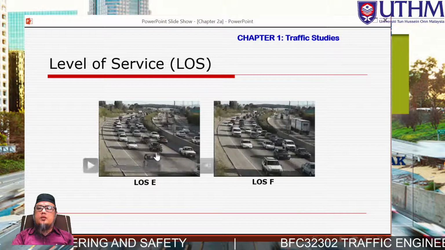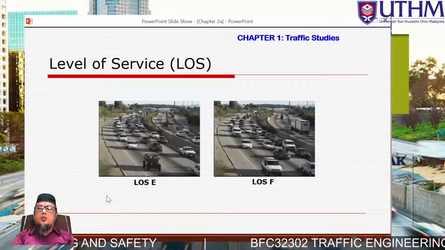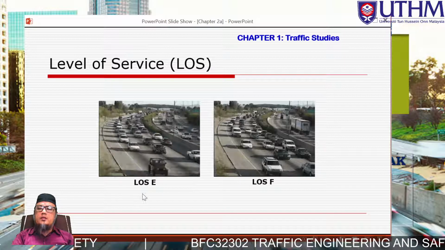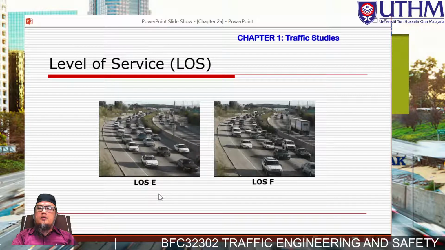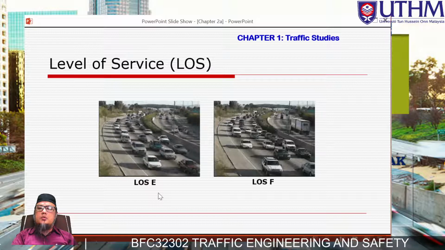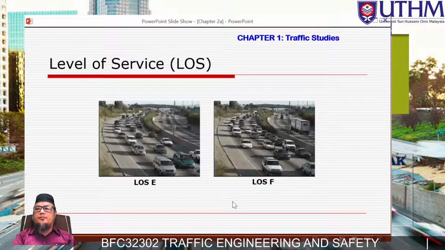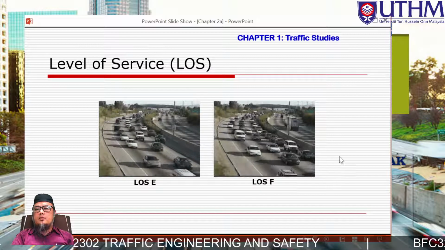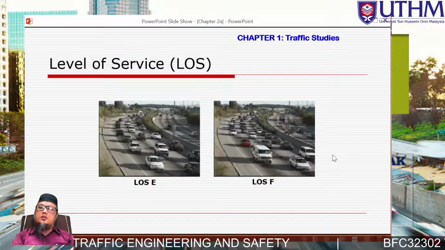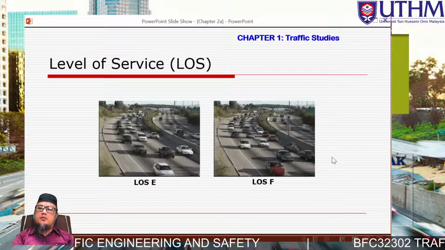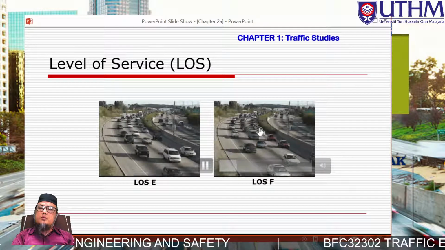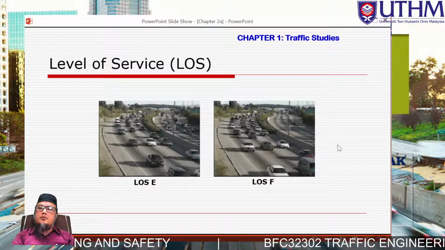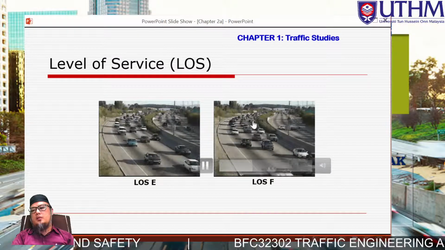Okay, next we have level of service E. Now we tend to see traffic is heavy and the travel speed of the vehicles starts to slow down. And next, level of service F. This is considered near the congested level, where we see some vehicles stop and move and travel at very slow speed in this particular lane.